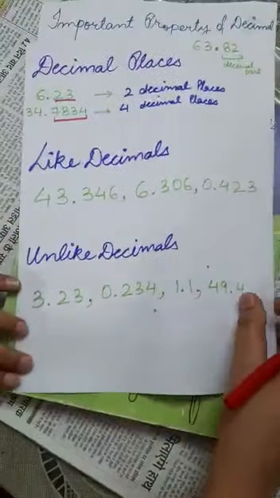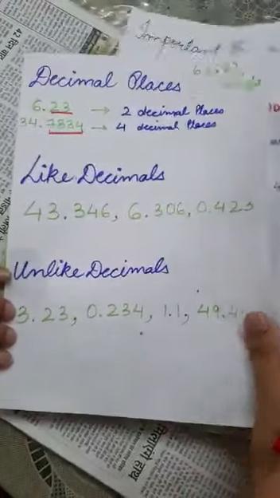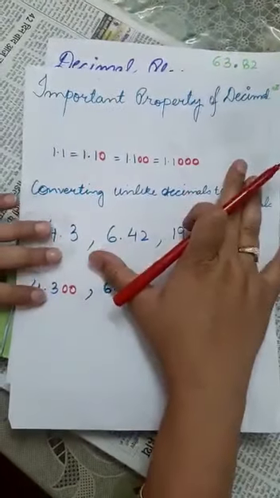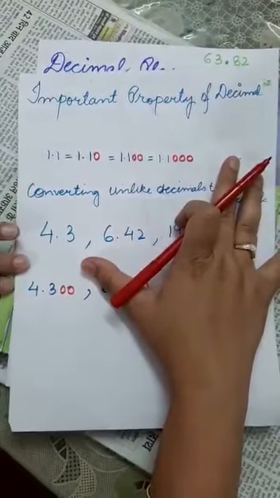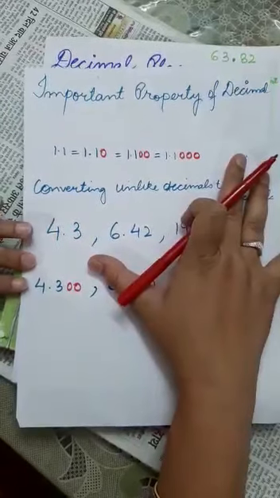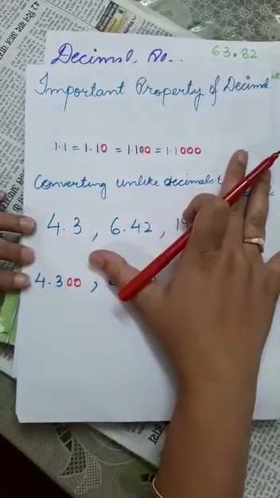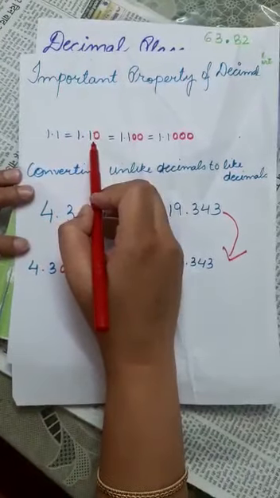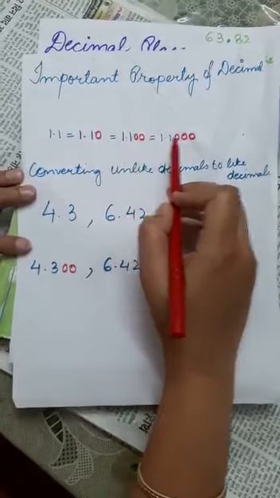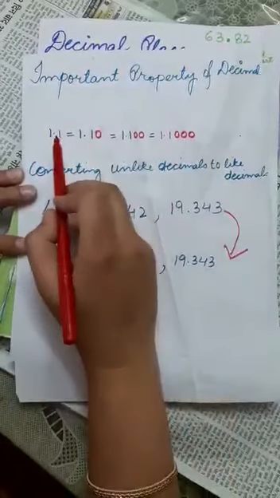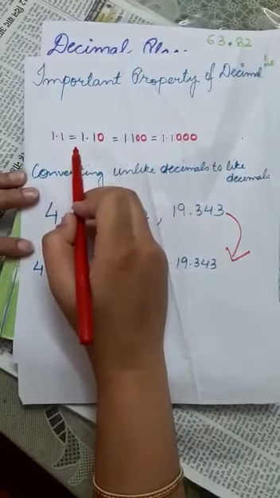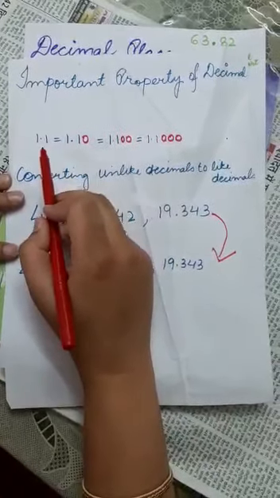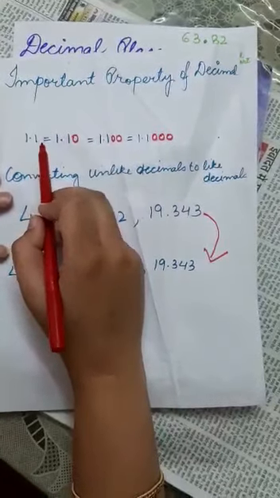Now there is an important property of decimals. A very important property of decimals is that adding 0 after the last digit of the decimal part of any decimal number does not change the value of the decimal. For example, in 1.1, if we add 1 zero, or 2 or 3 zeros, the value of 1.1 will remain the same. There will be no change in the value of the decimal 1.1.